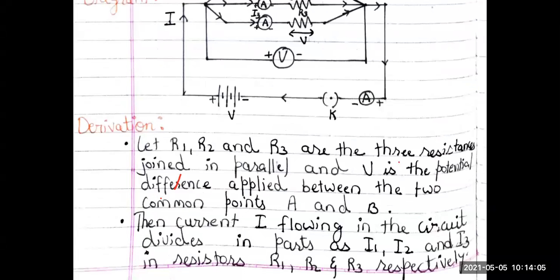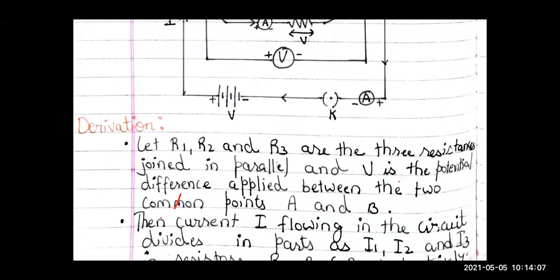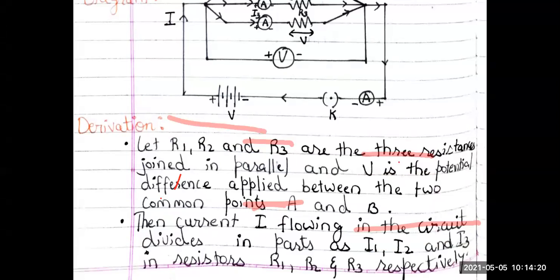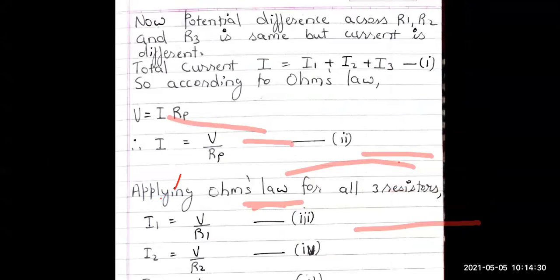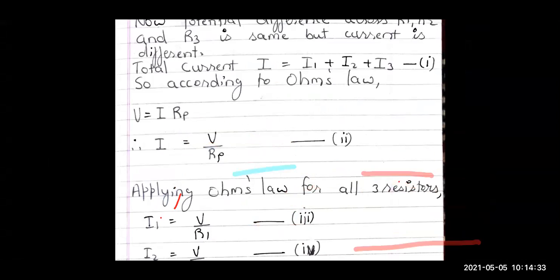So, which are the three resistors connected? R1, R2, R3. They are in parallel, right? V is same. V is the potential difference between the two common points A and B. Current I is getting divided into I1, I2 and I3. Right, beta? Okay. Now let's move to the next slide. Now we know the total current I is I1 plus I2 plus I3 because current here is not same, but potential difference V is same.